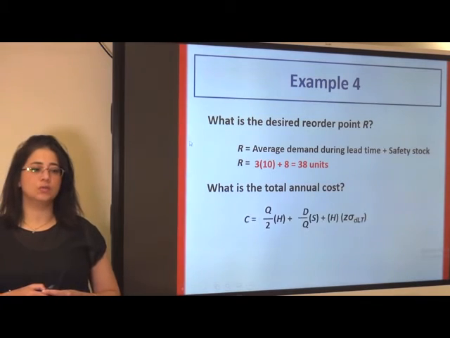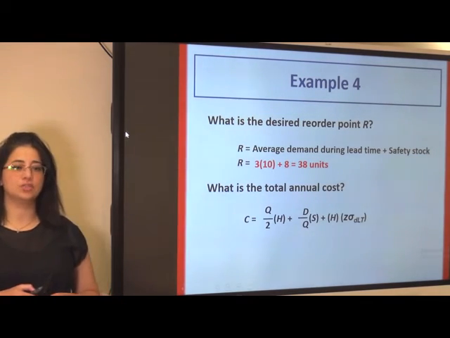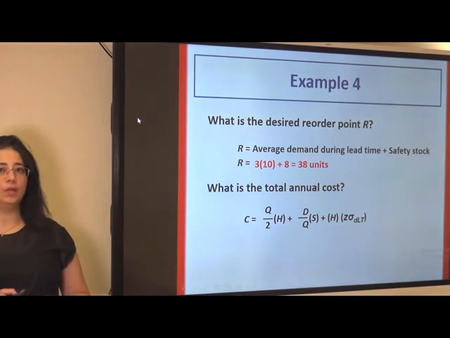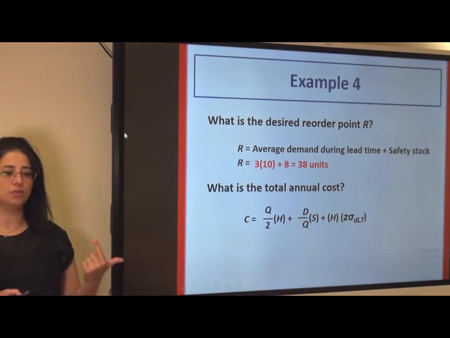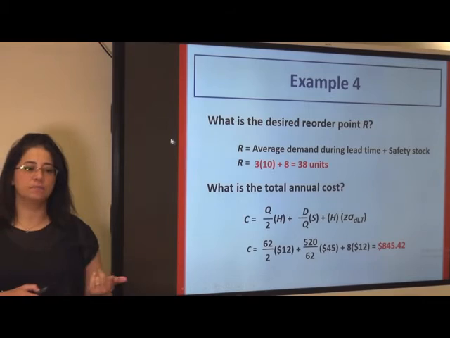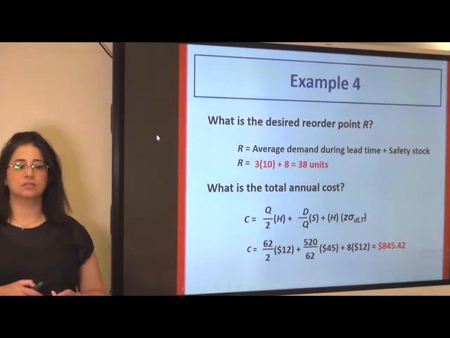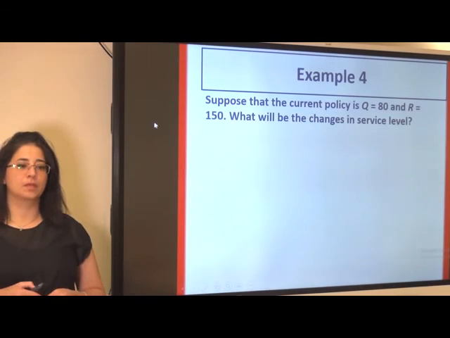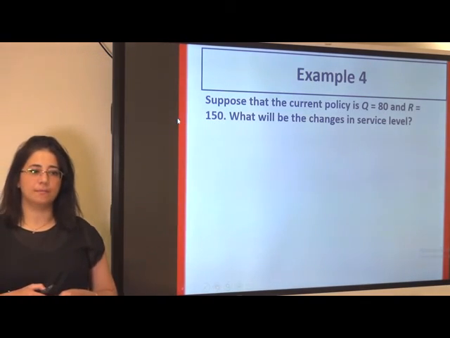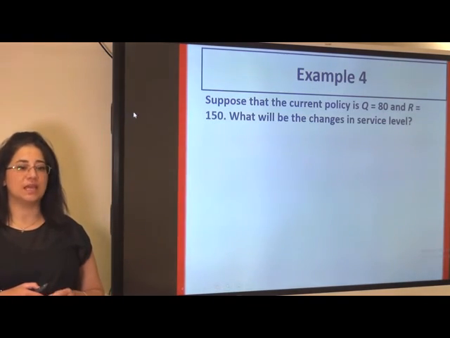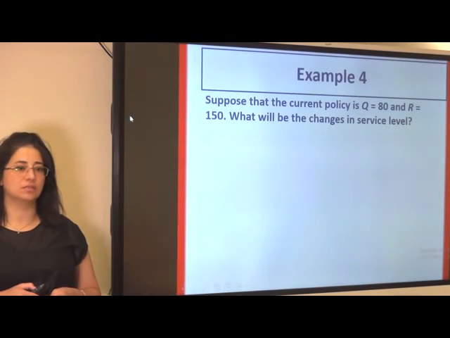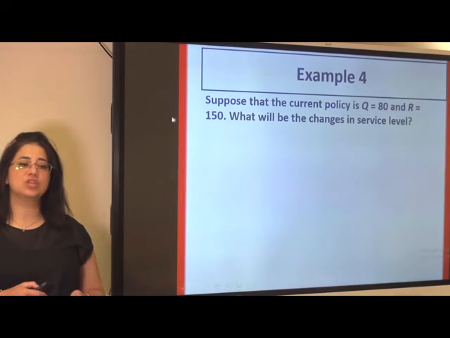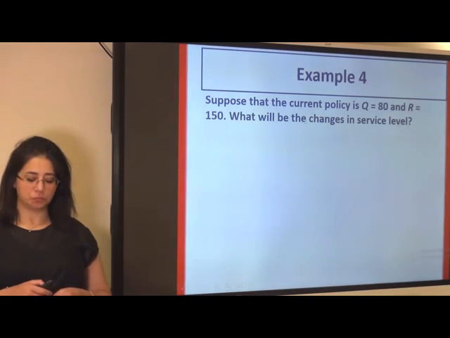The total cost is, from the equation, the annual ordering cost plus the holding cost of both cycle inventory and safety stock. Simple substitution gives $845. Now, for the same example, suppose that the current policy is Q of 80, not the economic order quantity, and the reorder point is 150. What is the change in service level?